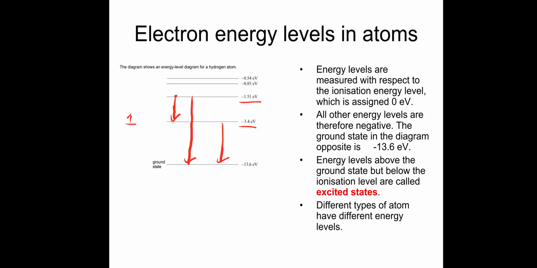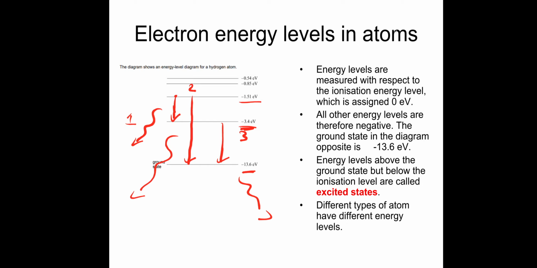So remember, when it drops an energy level, a photon will be given off. This second transition, another photon will be given off of this energy, the difference in energies. And in this state, between these two energy levels, there would also be a photon given off. And the energy will be the difference between these two energies.